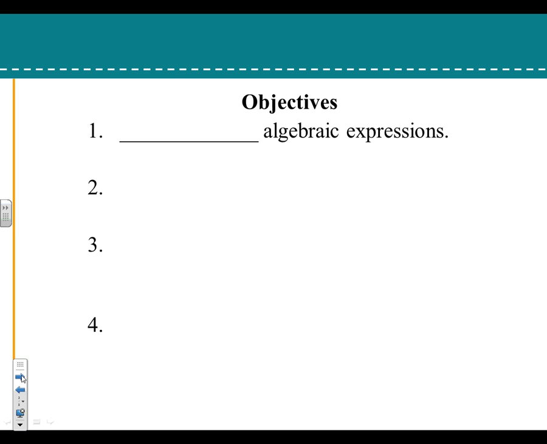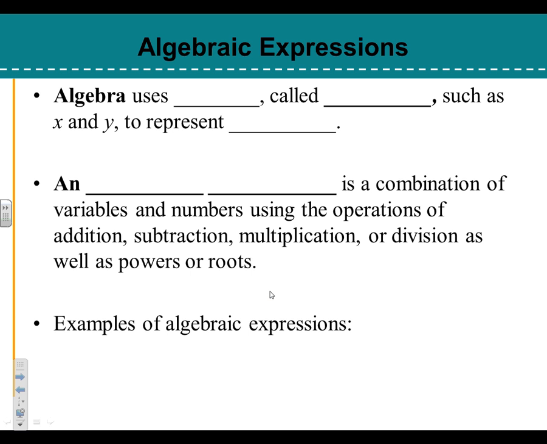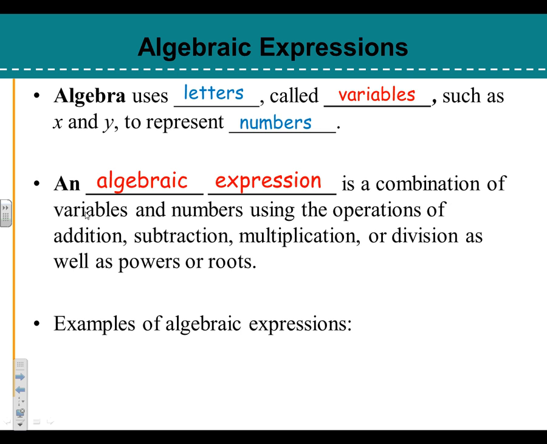It's A because we're only going to be covering the first out of the four objectives that are in this section. And that first objective is to evaluate algebraic expressions. Let's review. Algebra uses letters to represent numbers, and we call those letters variables, often x and y. An algebraic expression is a combination of variables and numbers using the operations of addition, subtraction, multiplication or division, as well as powers or roots.